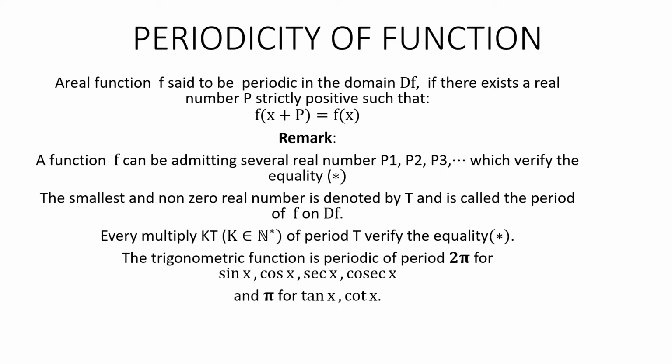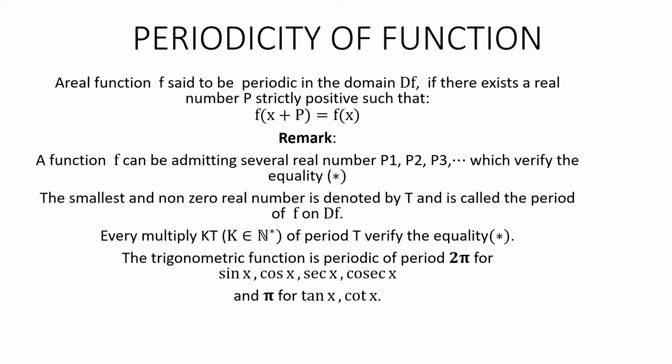Every multiple kT, where k belongs to the set of natural numbers, is also a period and verifies the equality. Here they want to mean that if you have a period and you multiply it by another number, let's say any natural number k, that product will also be a period of the given function.